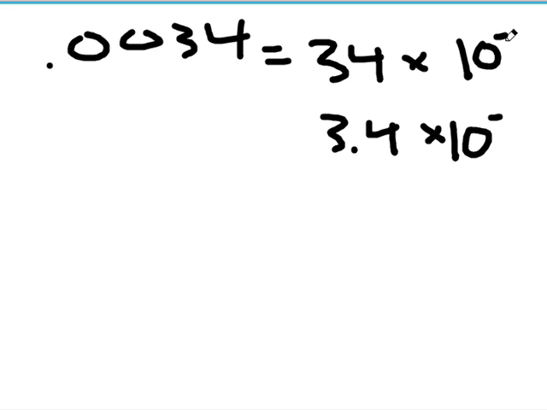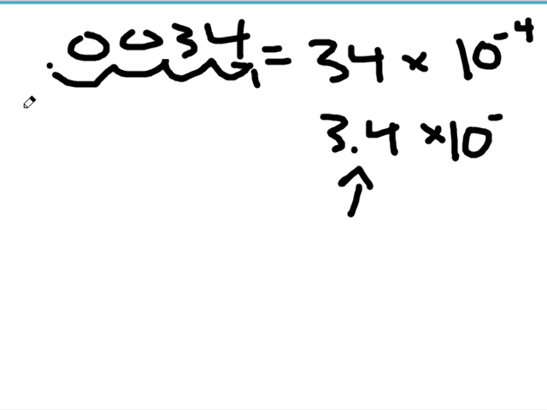Okay, for the 34, let's see how many decimal places the dot has to move in order to get to the front of that 34. 1, 2, 3, 4. 4 places. Let's see how many decimal places it has to move to get to the front of 3.4 for this one. 1, 2, 3. So this is 3. And that's your answer.